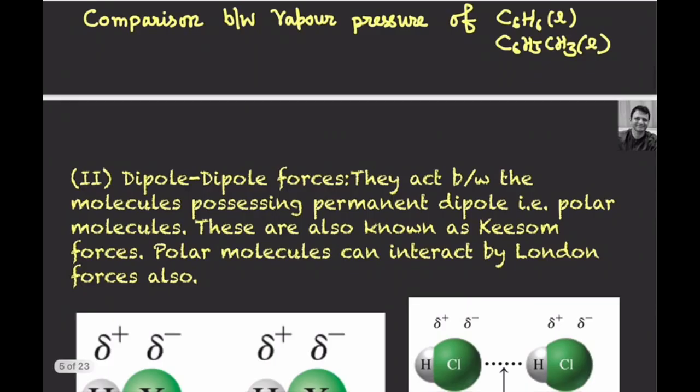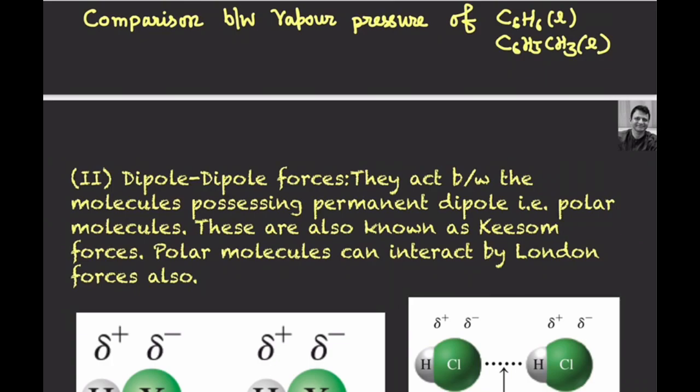With the help of Vanderwaal forces, we can also explain the vapor pressure of liquids. Like if we do a comparison between the vapor pressure of C6H6, that is benzene in liquid state, and toluene in liquid state, these compounds come in liquid solution. So the boiling point of toluene is greater than the boiling point of benzene, and again it can be explained on the basis of Vanderwaal forces, and especially these Vanderwaal forces are acting between non-polar molecules.